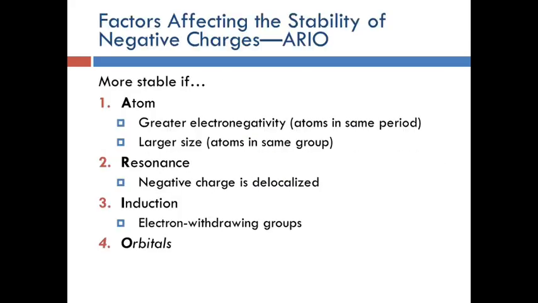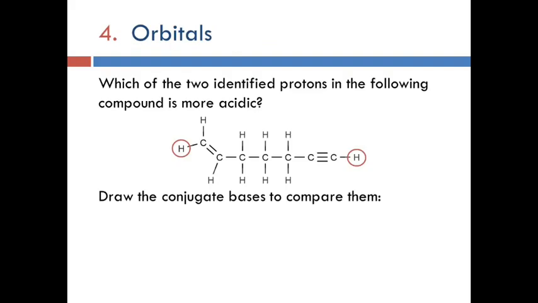There were 4 factors. We've talked about 3 of them. We use this acronym ARIO to help us remember, and this is roughly the order of importance as well. What atom is it bonded to? Greater electronegativity and larger size make for a more stable anion. Resonance: if that negative charge is delocalized, it'll be more stable. Induction: if we've got electron withdrawing groups, that'll also reduce the electron density and stabilize it. And the 4th one is what we're going to talk about today.